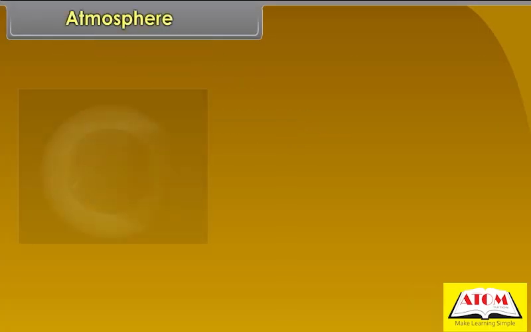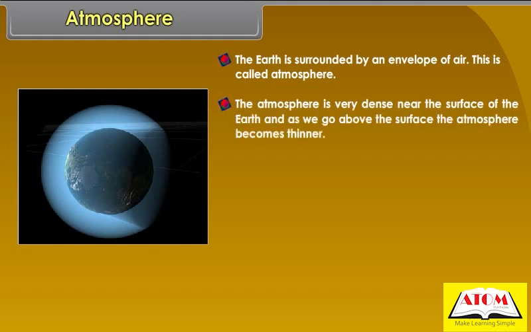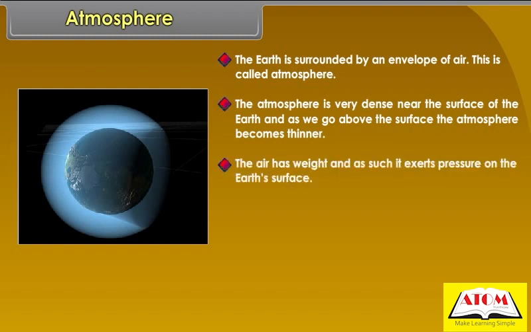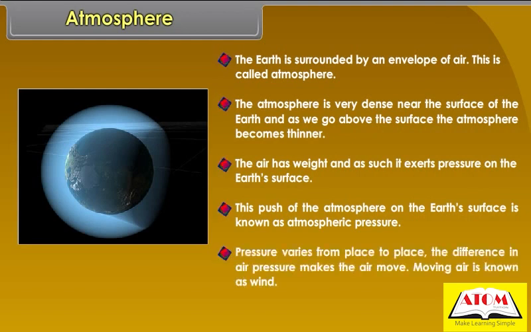Atmosphere. The earth is surrounded by an envelope of air. This is called the atmosphere. The atmosphere is very dense near the surface of the earth, and as we go above the surface, the atmosphere becomes thinner. The air has weight, and as such it exerts pressure on the earth's surface. This push of the atmosphere on the earth's surface is known as atmospheric pressure. Pressure varies from place to place. The difference in air pressure makes the air move. Moving air is known as wind.